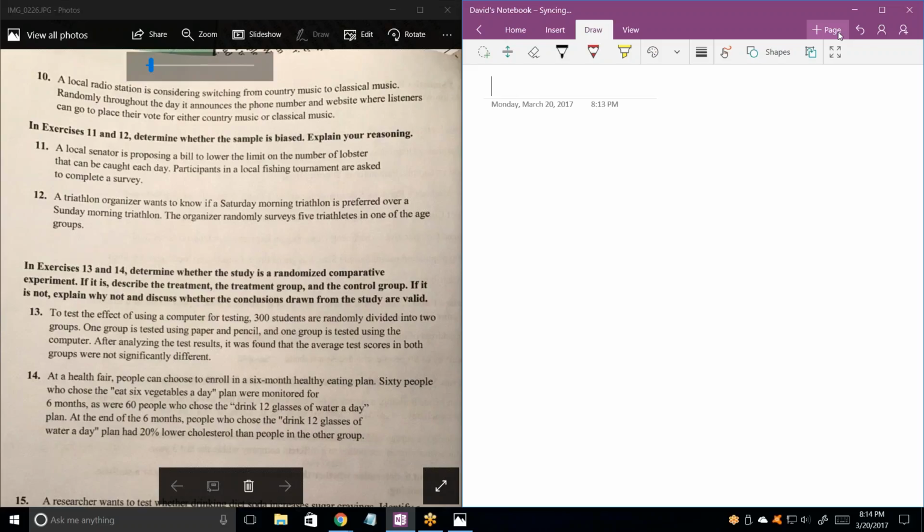Obviously didn't mind eating 6 veggies a day. There's some people that would hate that and wouldn't choose that. They would choose drink 12 glasses of water a day. Right. Now, is that all they drank? Was 12 glasses? That's all they got to eat was 12 glasses of water a day? That would suck. Well, I guess at the end of 6 months, people who chose that had 20% lower cholesterol. Plus, I'm sure that they were 20 pounds lighter. At least, yeah. For 6 months, you might lose your life. Man, you might die from that.